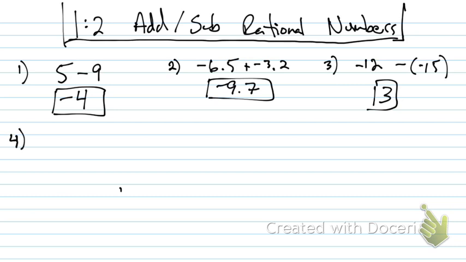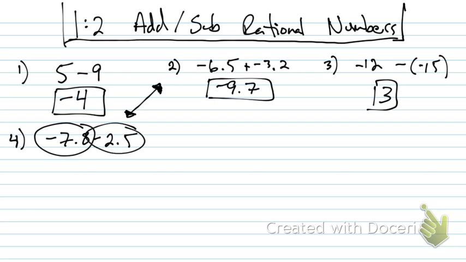Number 4. -7 and 8/10 minus 2 and 5/10. All right, guys. When I look at this, I look at it the same as I look at number 2. No different. I have -7.8 and a -2.5 for -10.3. They come together. Cool? You guys seeing that?